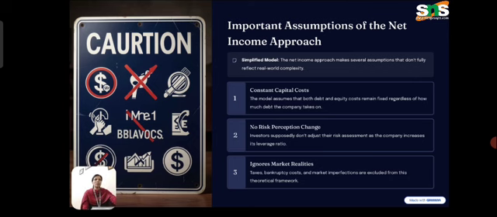Next we see the importance of the net income approach. What are the main importances in the net income approach? Let's see one by one. Constrained capital cost. Second one is no risk. The third one is ignore market realization. These 3 are the main things in the importance of the net income approach.